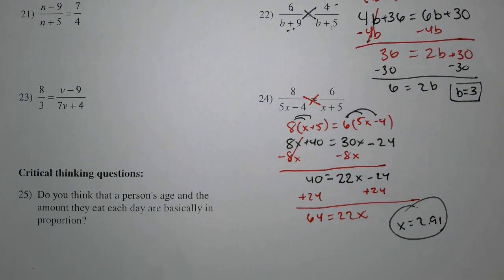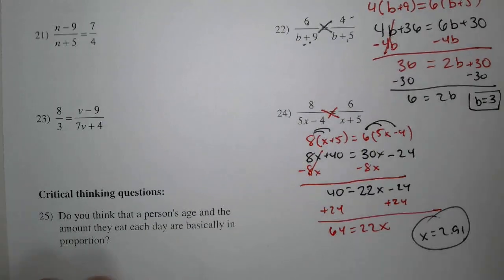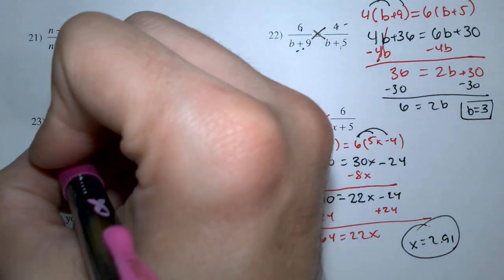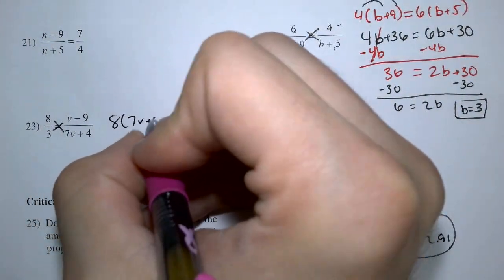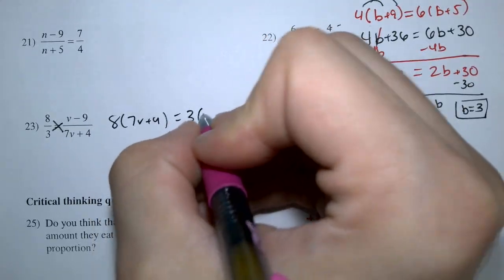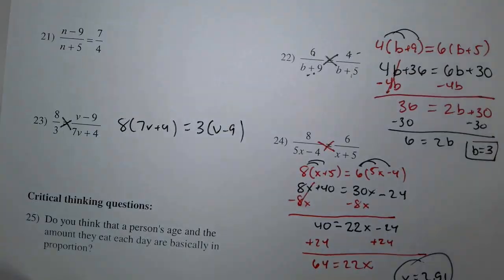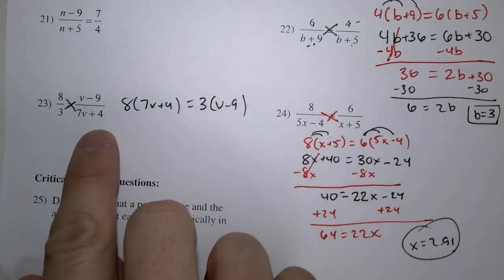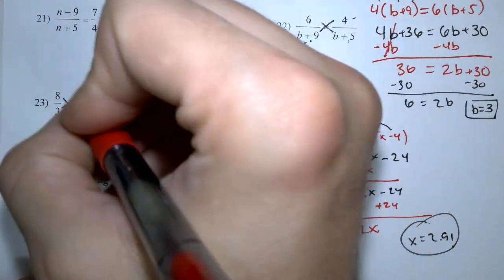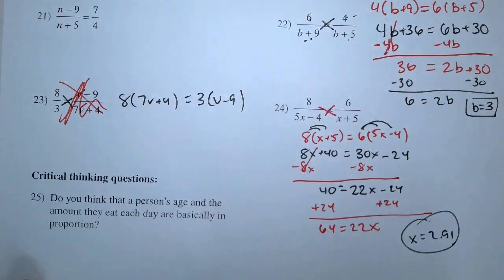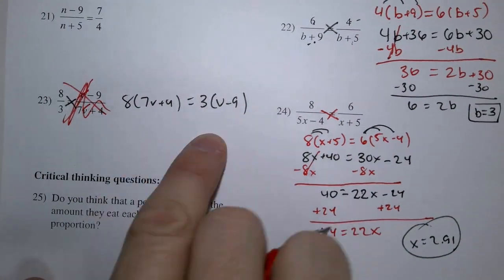All right, the critical thinking question. Oh, maybe. I'm just going to write down 23. I don't want to do it, but I'm going to write it down. It would be 8 times 7b plus 4 would equal 3 times v minus 9. Okay, and then you would have to distribute. But that one, they had the v's on the top. And one mistake some students like to make is that the v's cancel. They do not cancel. No canceling. You have to do that.